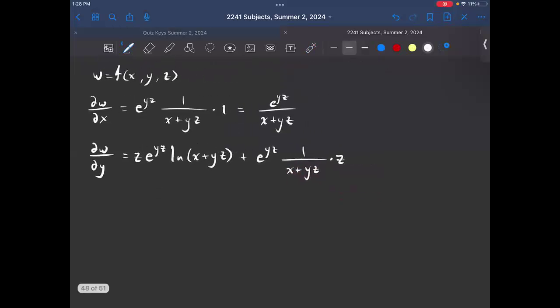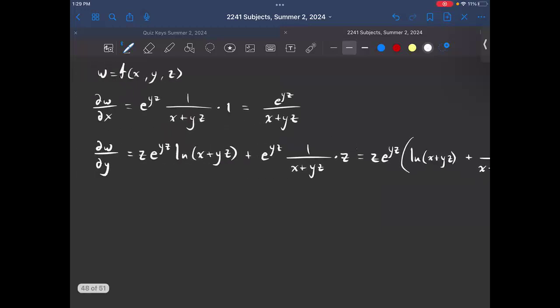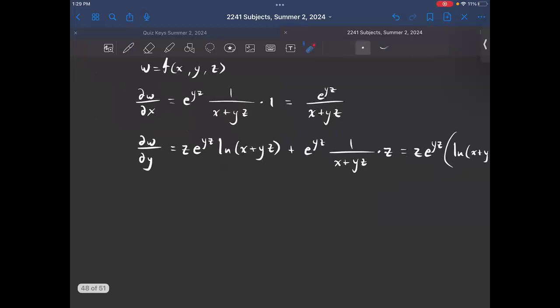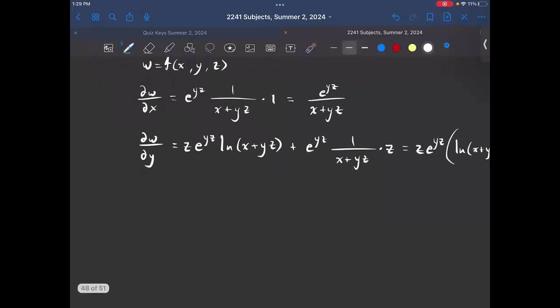Right, and if we wanted to simplify this, we could write, let's see, I think z e to the yz times log x plus yz, and then plus 1 over x plus yz here. All right, so that's our y derivative. All right, last but not least, we'll take our z derivative. And notice that we actually have a little bit of symmetry in the function here between y and z. So I don't actually have to think too much here.